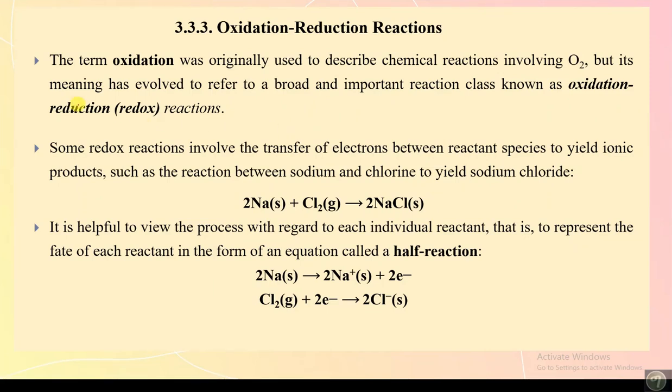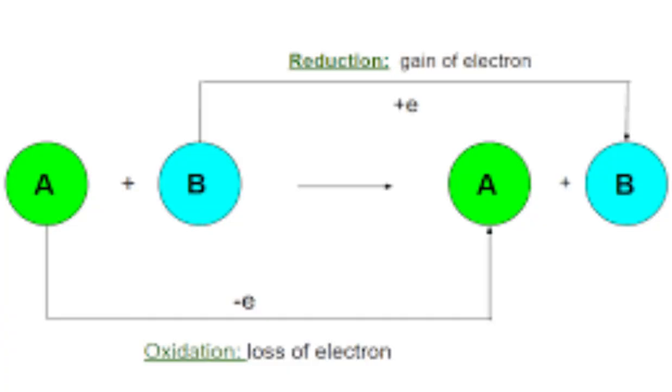Today's topic is oxidation reduction reaction. We have seen three types of reaction: acid base chemical reaction, precipitation reaction, and the third is oxidation reduction reaction. Okay, in oxidation reduction reaction, as its name indicates, it must involve oxidation or reduction process.